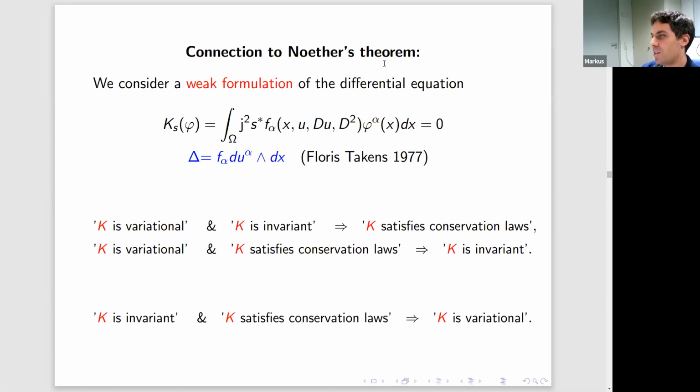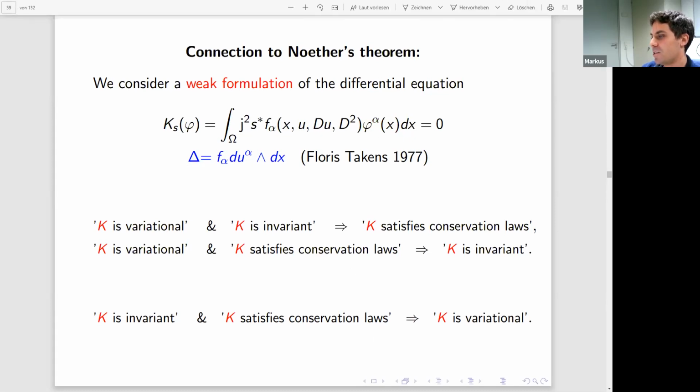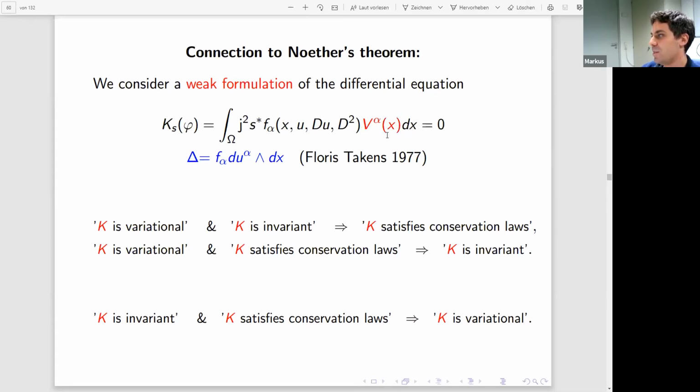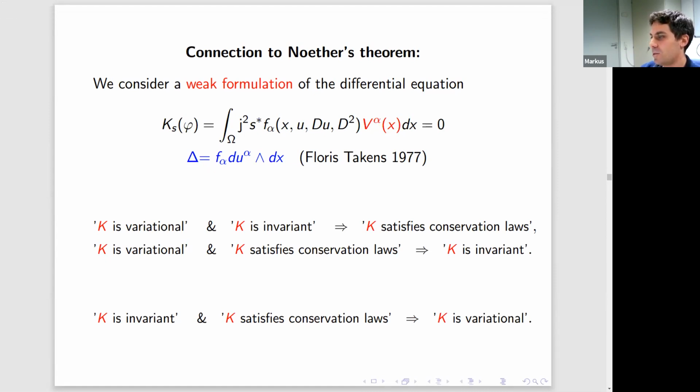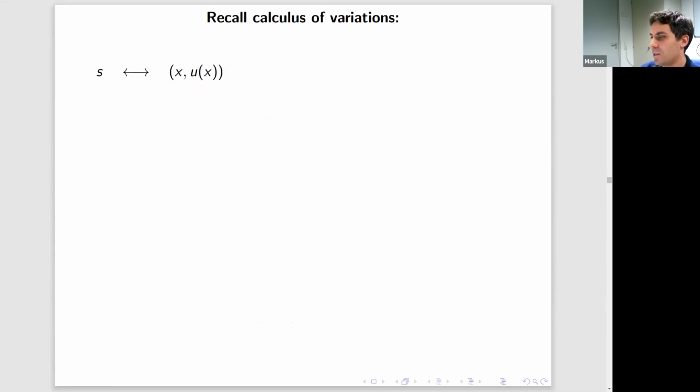Yeah, and then one more. For this test function phi here, this will basically be identified by a vertical vector field. So it's not just any test function, and I will explain this a little bit more now, since this will also be needed. For this, maybe it's good to recall calculus of variations briefly.